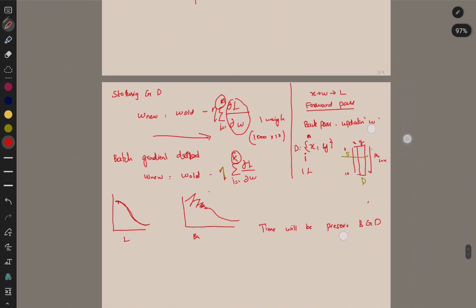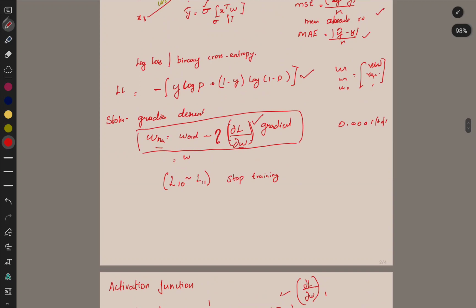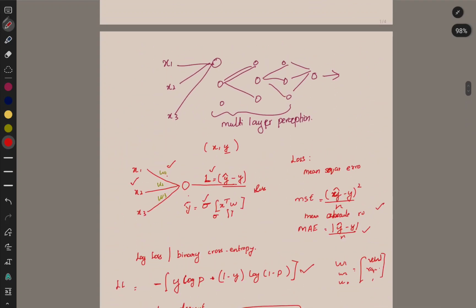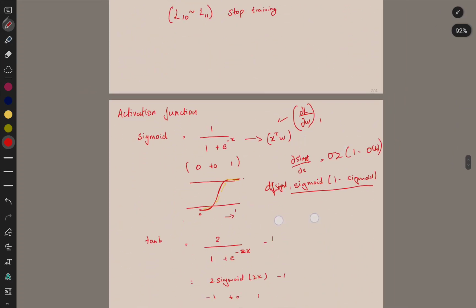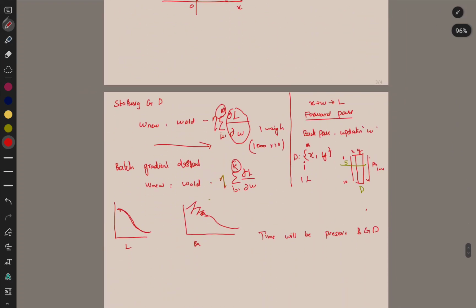Okay, I will summarize once more. Training a neural network means you have input data, weights, an activation function, and a loss function. We are trying to minimize this loss function. During 10,000 or 20,000 iterations, the weights are getting updated in such a way that you will have very little loss. For that we are using stochastic gradient descent and batch gradient descent algorithms.